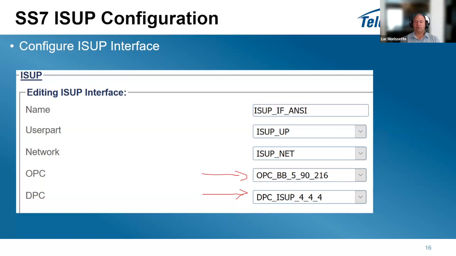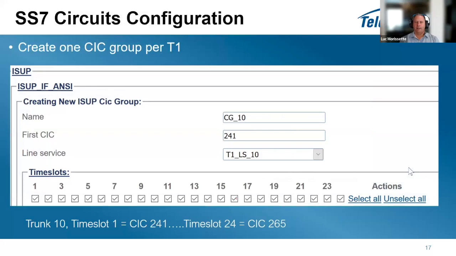But here you need to make sure that it says your point code, from which point code the ISUP messages will be generated, and DPC, to where it's going to go. So here you can create circuit groups once you have your ISUP interface up. You create one circuit group per T1 or per E1. And you need to specify which T1 will be used for that ISUP circuit group. And you need to specify the first circuit group value.